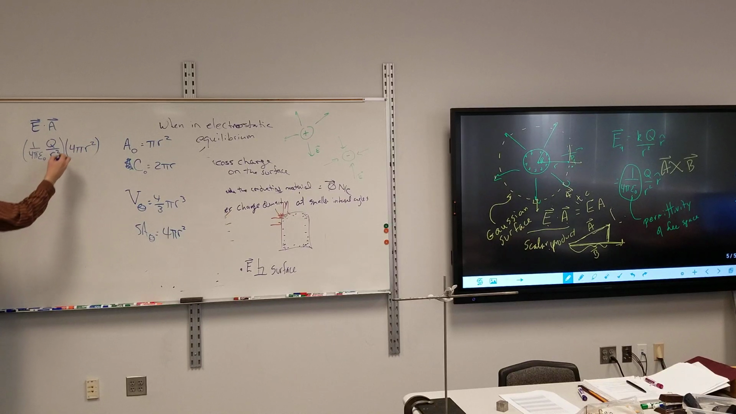The 4 pi's cancel out. Wait a second, the r squared cancels out. So if I am looking at some point outside of that, I know that this electric field times the area is just equal to the charge that's enclosed divided by epsilon sub naught. Seems rather nice that it's simplified down to that.